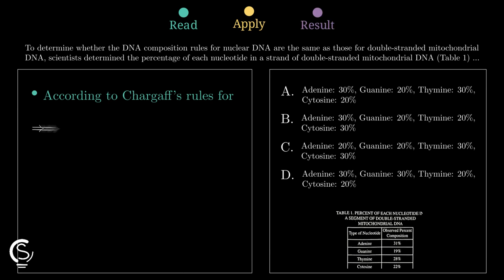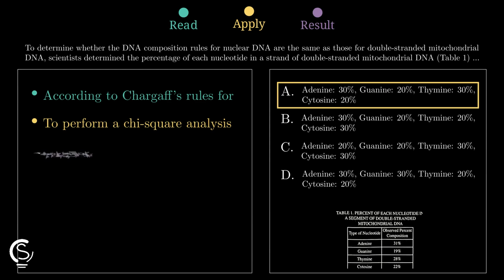Option A is the only choice where adenine and thymine are both 30%, while guanine and cytosine are both 20%. That is our winner!